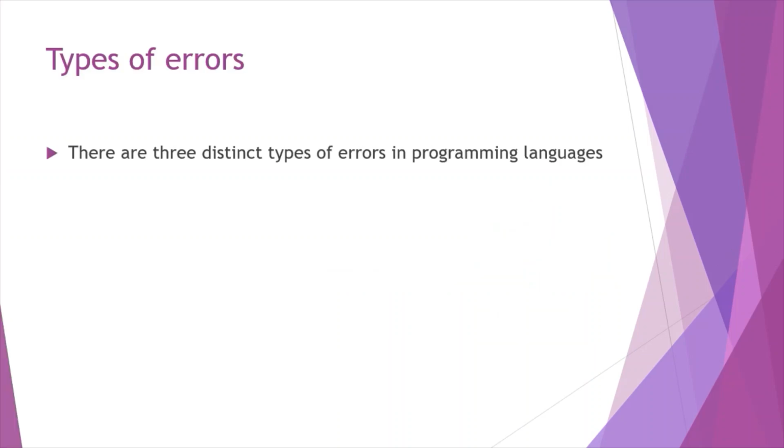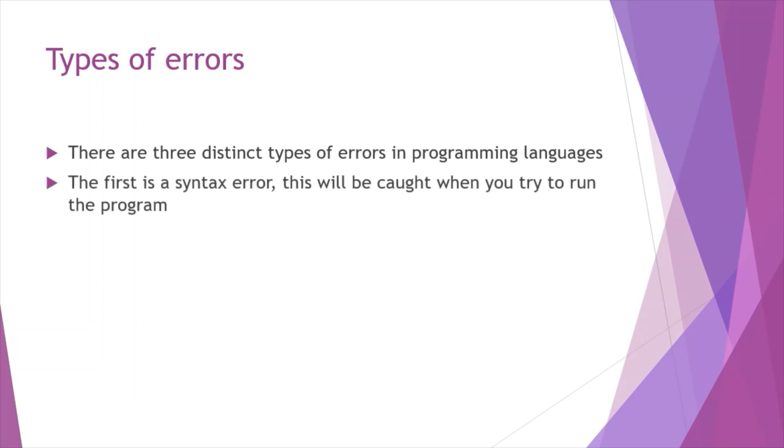So there are 3 distinct types of errors in most programming languages. The first is a syntax error, and this will basically be caught the moment you try to run the program, and it'll probably come up with a nice helpful traceback and say, hey, I think you've gone wrong there.